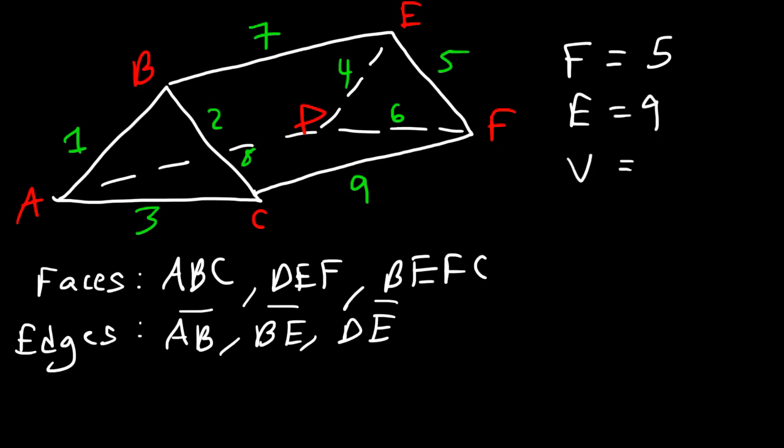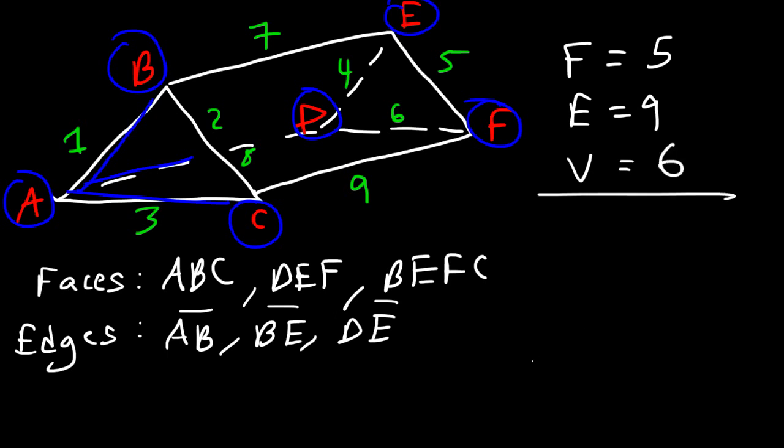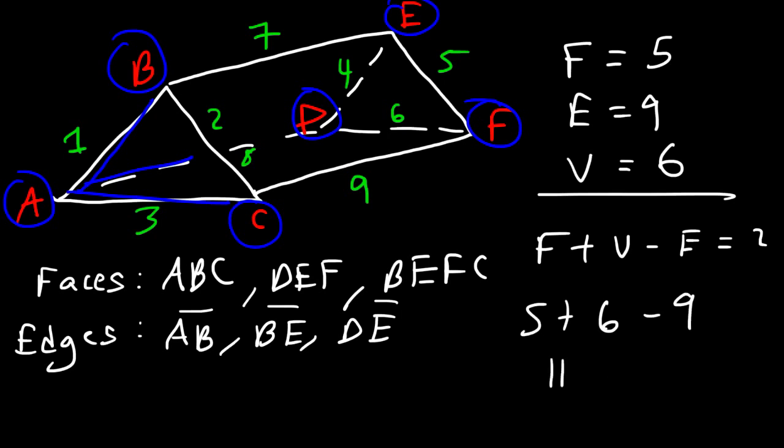Now the vertices, we just got to count the letters because that's where 3 edges will meet. So this is 1, 2, 3, 4, 5, 6. So I counted 6 vertices. Now let's use Euler's formula to confirm that this is equal to 2. So the faces plus the vertices minus the edges has to equal 2. So we have 5 faces, 6 vertices, and 9 edges. 5 plus 6 is 11. 11 minus 9 is 2. So this is in harmony with Euler's formula.